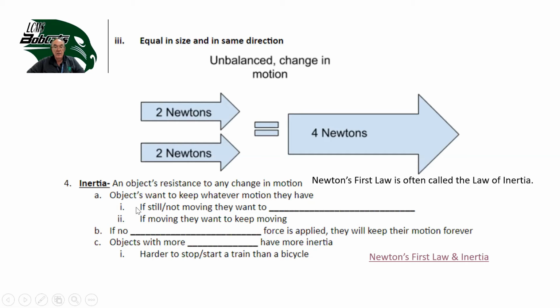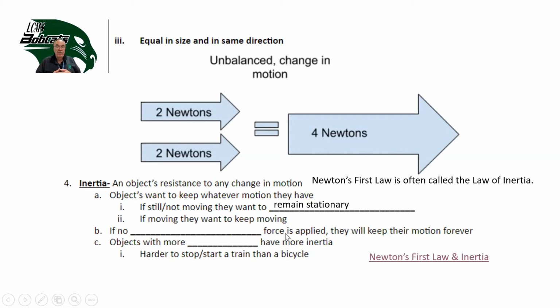So I put in the notes, it says an object wants to keep whatever motion they have or not have. So if it's not moving, they want to remain stationary. So, this is why boulders and stuff just don't start rolling down a hill. They have a certain amount of inertia. They want to stay there and remain doing what they're doing, which is not moving. In order to get them moving and push on them, you need to overcome that inertia. If they are moving, they want to keep moving.